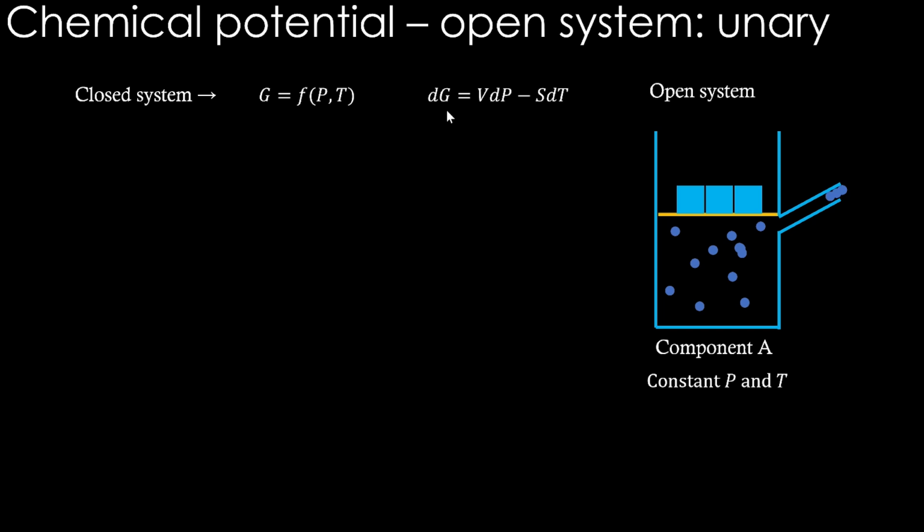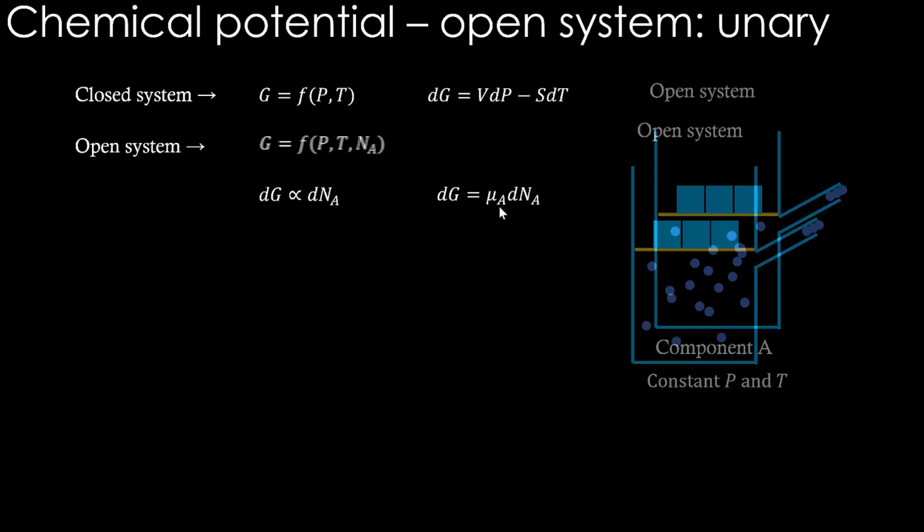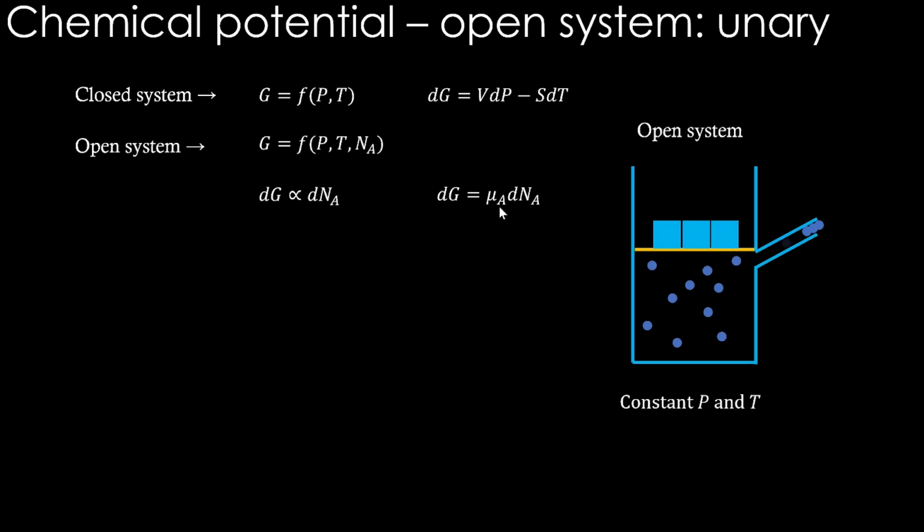The answer is no, because Gibbs energy is an extensive quantity. Obviously, when one more atom is added, Gibbs energy is going to go up. Okay, so in open systems, Gibbs energy is a function of pressure, temperature, and also the number of atoms, the number of atoms of A in this case. So the Gibbs energy change will be proportional to the change in the number of atoms of A. So dG equals, if we change this proportionality to equality, then we get a proportionality constant here, that is mu A now. If we add more atoms, then the system size is going to increase.